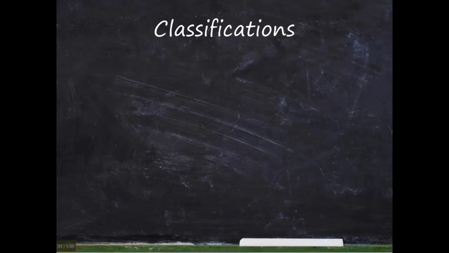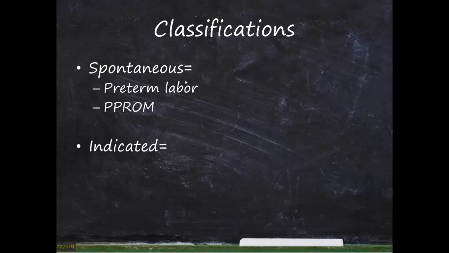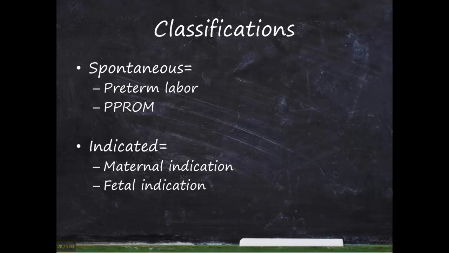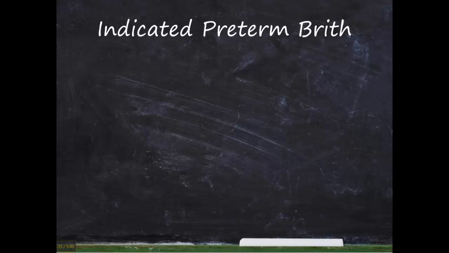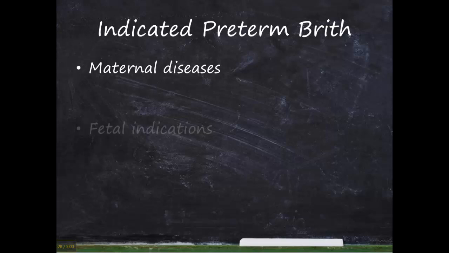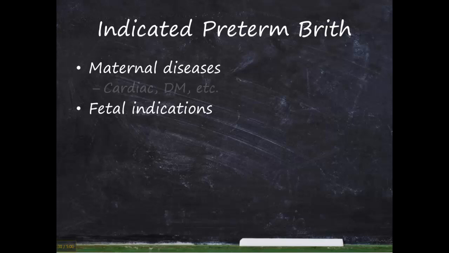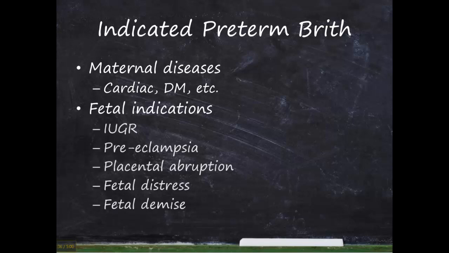When we talk about preterm birth, we can classify it into two different categories. One is spontaneous preterm birth, and two is indicated preterm birth. Spontaneous preterm birth includes preterm labor and preterm premature rupture of membranes. Indicated preterm birth includes all deliveries secondary to maternal or fetal indication, as we stated before, like maternal diseases and fetal indications. Common maternal diseases leading to preterm birth include cardiac disease and diabetes. Common fetal indications include growth restriction, preeclampsia, placental abruption, fetal distress, and fetal demise.